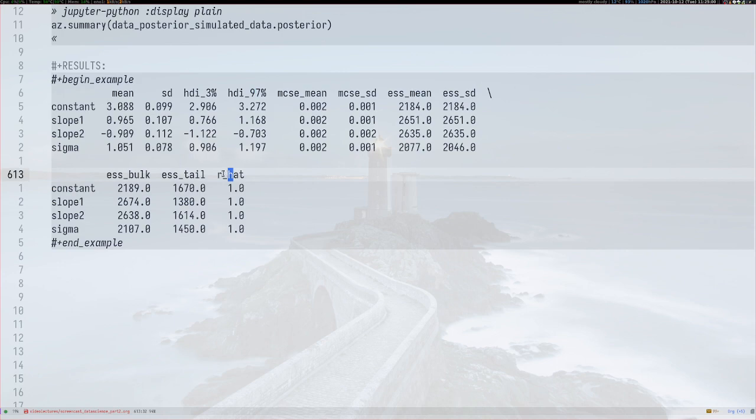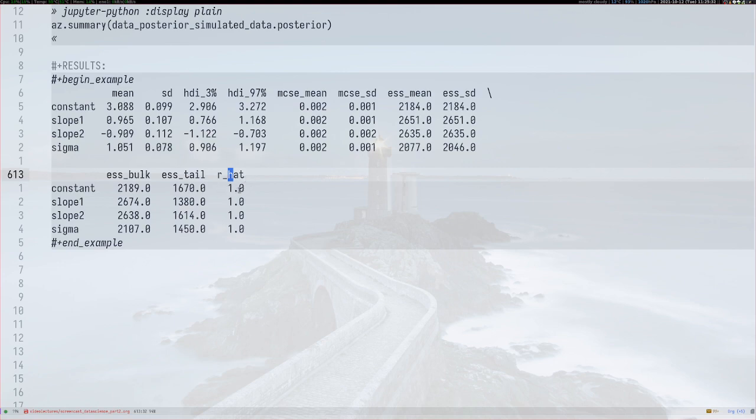The other important variable that you should be looking at is r hat. And r hat should be close to 1. In this case, all these values are 1. When it's 1, it doesn't guarantee that the sampling process went successfully. It's more like a warning. If it's not equal to 1, there may be problems. If it deviates from 1, what it captures is that there is zero correlation between the different samples that were drawn out of the posterior distribution.